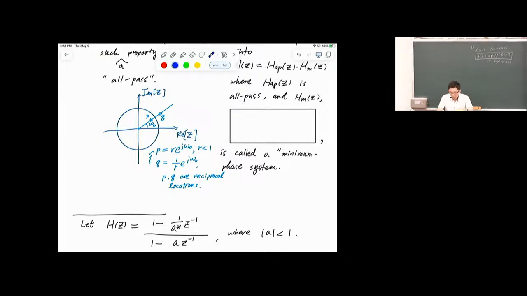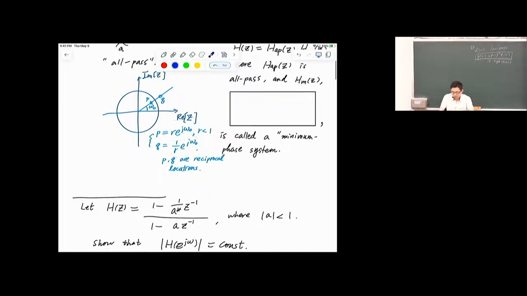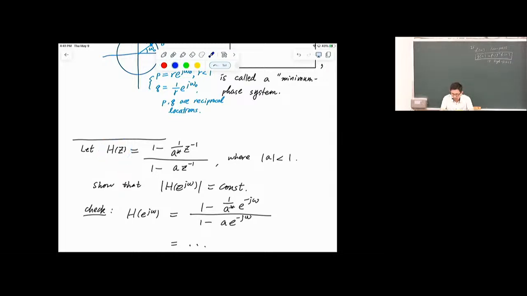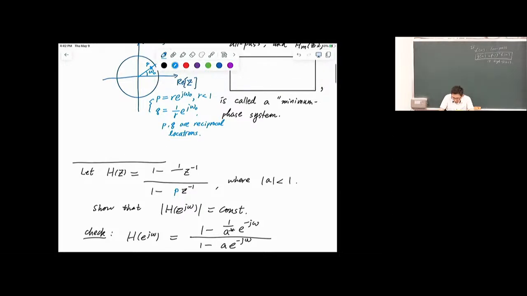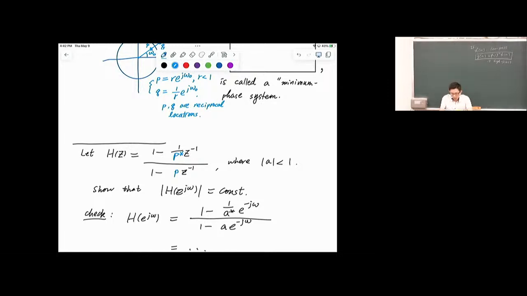But let's just say that if the pole is right here and the zero is right there, then we can write the system function as follows. Here I want to consistently use the variable p, so I'm going to replace a with p. Let me finish writing. Okay, so now you can write down a system function like this.